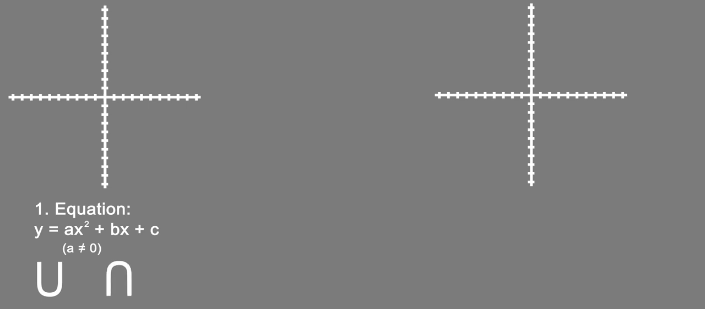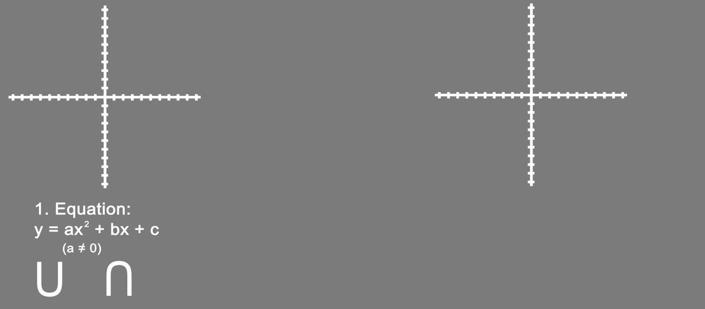It can be shifted up, down, left, right, but if it has this general shape, we know that it is a quadratic function. Later on, we'll learn that it could be quartic, but that's essentially a quadratic as well because you're just squaring the square. So that answers your question for number 1.